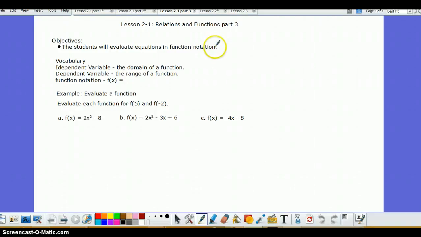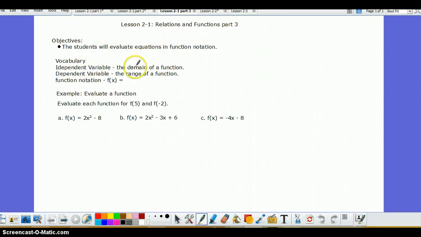Alright, here's the last video of the relations and functions, so last part, which means if you look at that assignment, there's a part 3 problem set as well. None of them are very long. So in this one, we're going to evaluate equations in function notation.